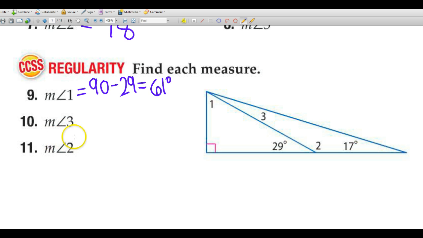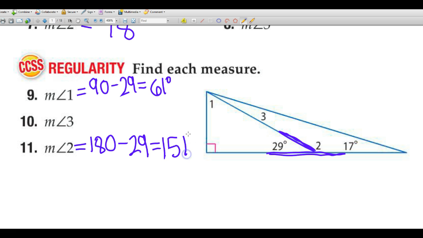On number 11, to find the measure of angle 2, we notice that we have a linear pair here. So angle 2 and 29 are adjacent along this straight line, so they must add up to 180. So the measure of angle 2 will be equal to 180 minus 29, which gives us 151 degrees.